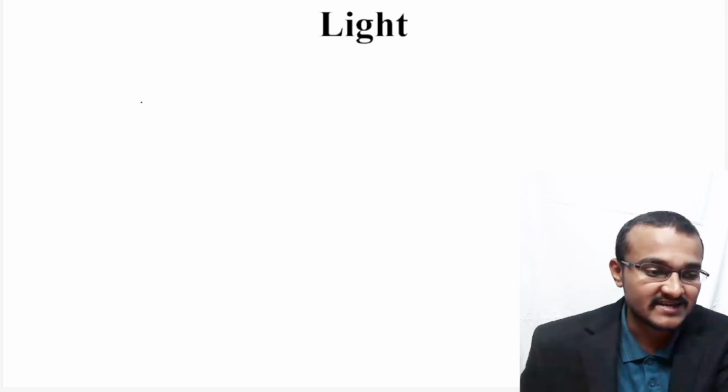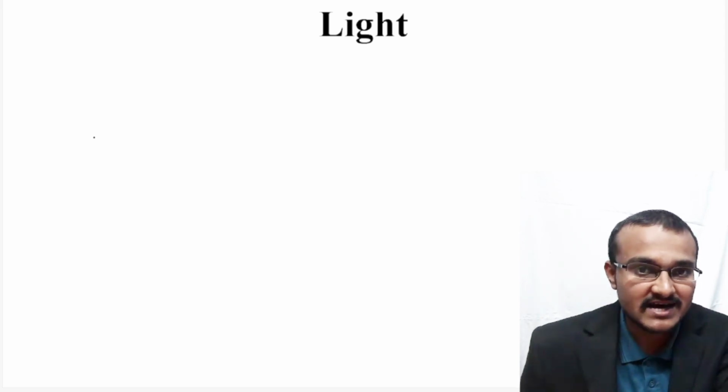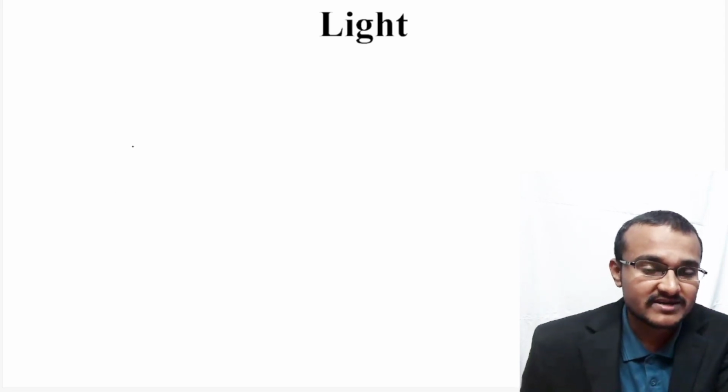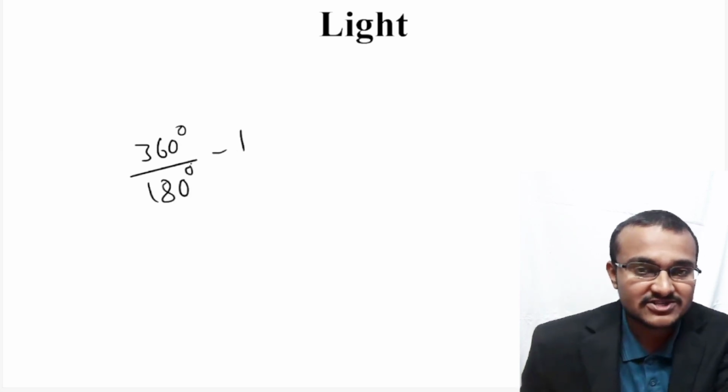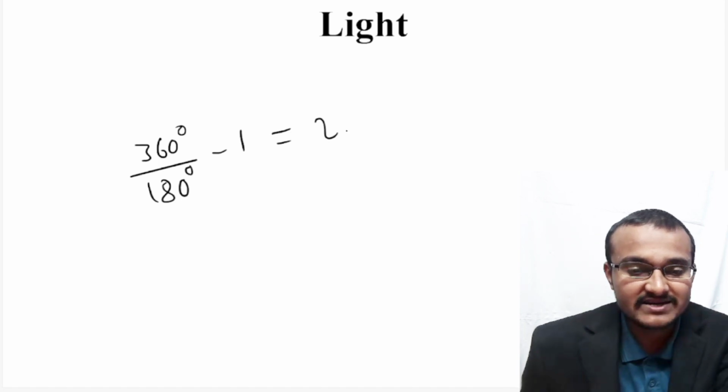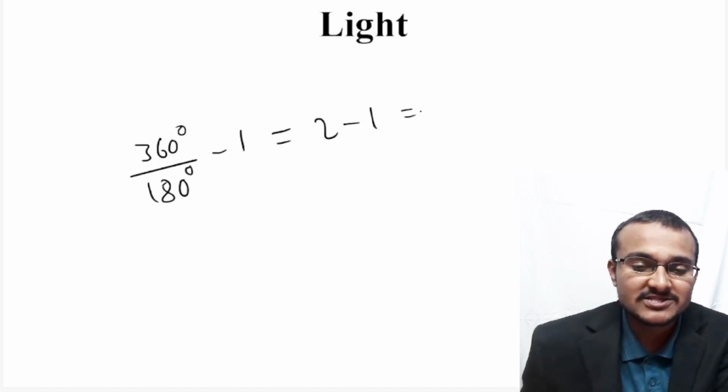So let's say the angle between these two mirrors is 180 degrees. Then what will be the answer? So 360 degrees divided by 180 degrees, minus 1. Now you can actually solve this. 360 degrees divided by 180 degrees is 2. 2 minus 1 is actually 1. So you can find only one particular reflection.